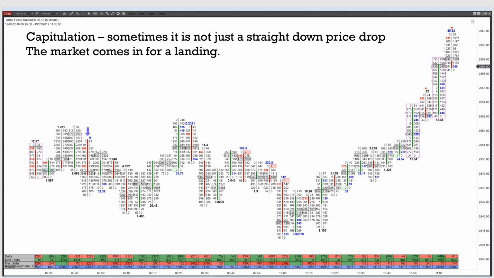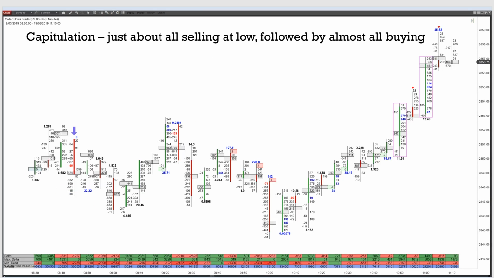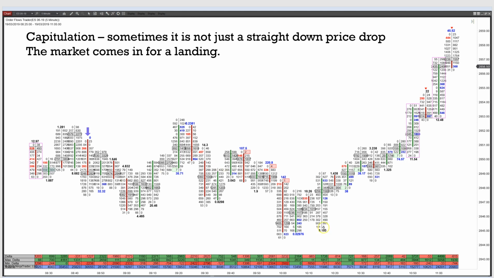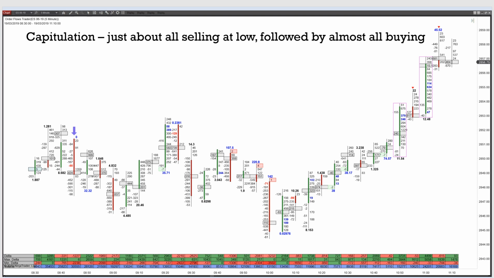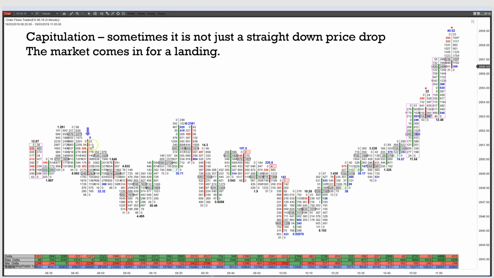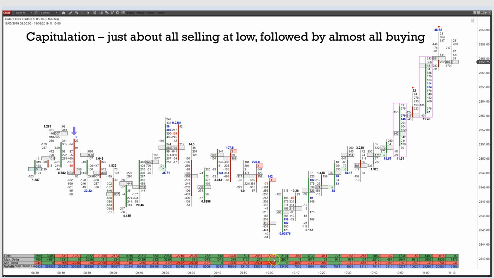This is the same thing right here. This is the volume footprint chart. This is the delta chart. And again, I prefer a straight down price drop, dramatic. This is a market that's just sort of coming in for a landing, like an airplane. Airplanes don't just drop at 45 degrees when coming in for a landing. They sort of just glide right in before taking off. It is bullish. I'll give it that much, just based off of what you're seeing in here with the deltas.